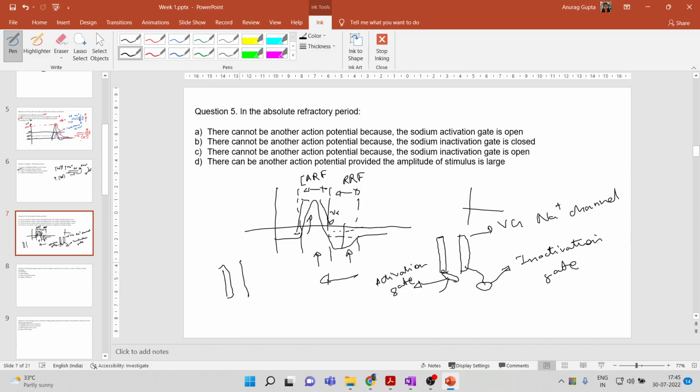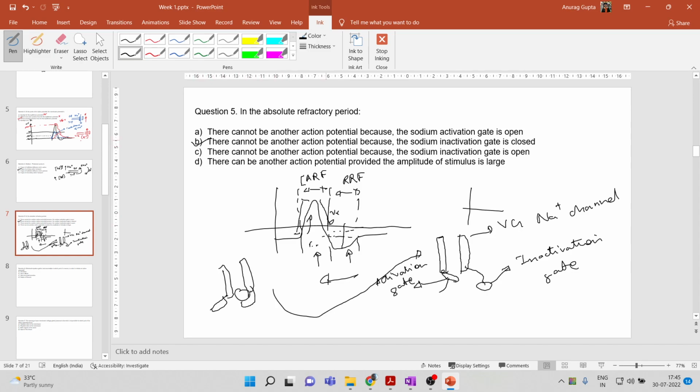Now what happens is, the inactivation gate is closed and the activation gate is opened. So it remains in this state until repolarization happens and the resting membrane potential is reached. Then it goes back to the original state. So when the inactivation gate is closed, no matter what stimulus, even if threshold is reached or not reached, that does not matter. There is no way to open it until the membrane repolarizes back to the resting membrane potential, and hence this is the correct answer.